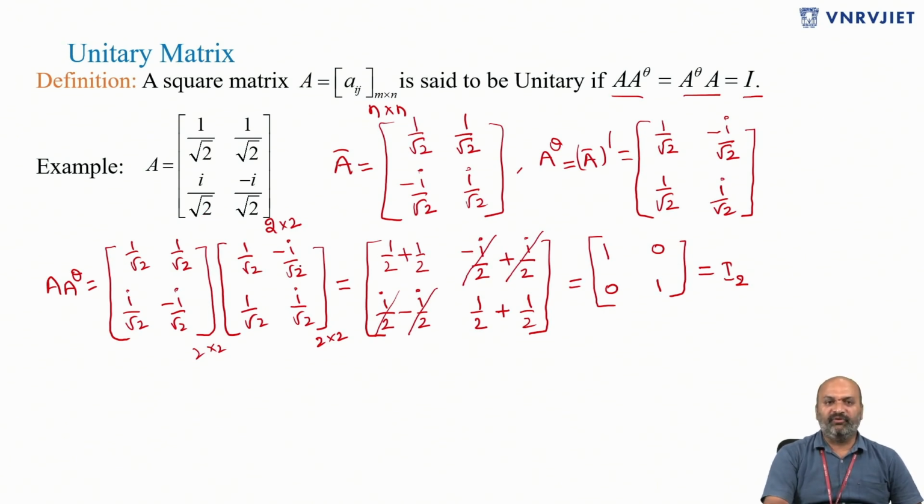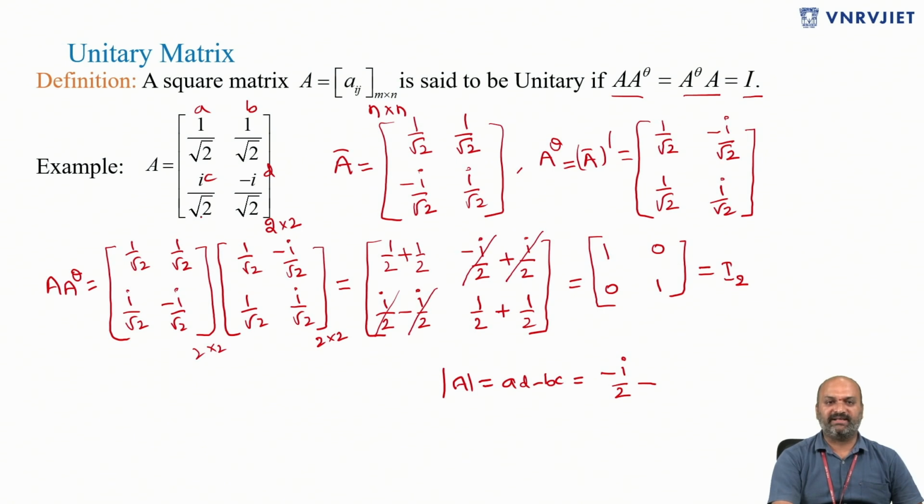If you find the determinant of a unitary matrix, we get either plus 1 or minus 1. Let's see what the determinant of this matrix is. It is a simple 2 by 2 matrix. If you consider the entries as A, B, C and D, the determinant of a 2 by 2 matrix is AD minus BC. AD is 1 by root 2 into minus I by root 2, which is minus I by 2. Now, it is minus BC.